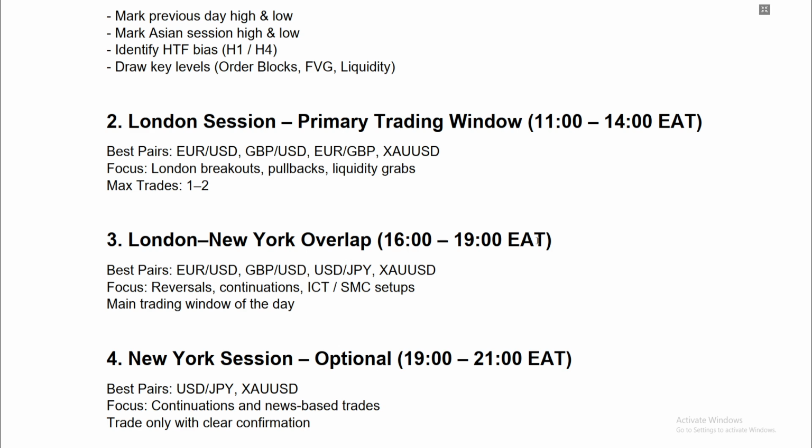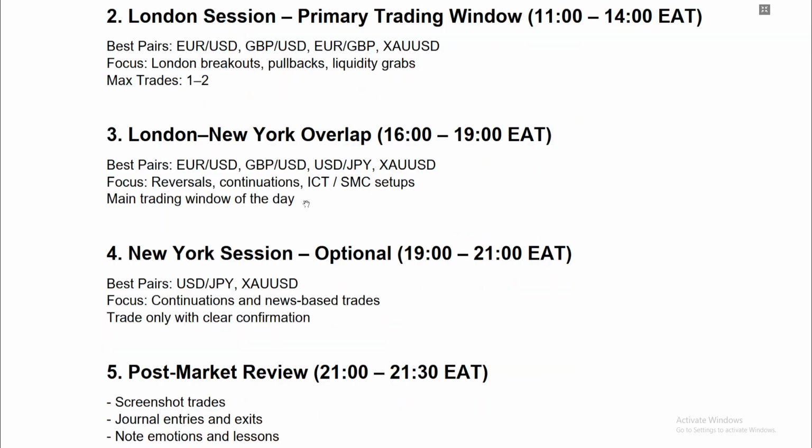After that, we have the New York session. Now, what does the New York session entail? From 7 p.m. to 9 p.m., trading is optional, okay? I only trade if there is a very clear continuation or a confirmed news reaction. If I already made my profit for the day, I stop trading, okay? Overtrading destroys accounts. Both in binary and Forex, overtrading destroys accounts, okay? You have to be very careful not to overtrade, okay? So the New York session is optional. It is not a must to trade it, but you can only trade once you have a clear confirmation.